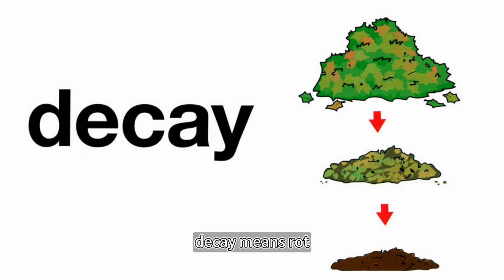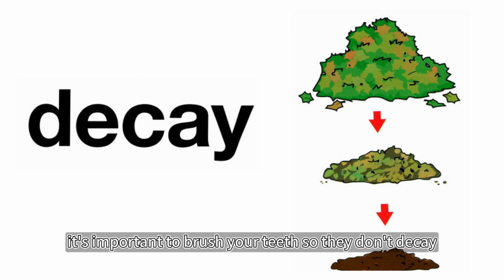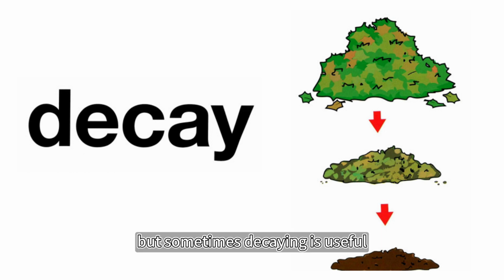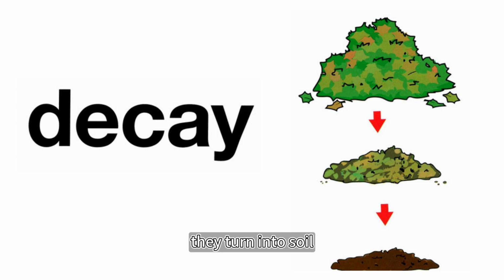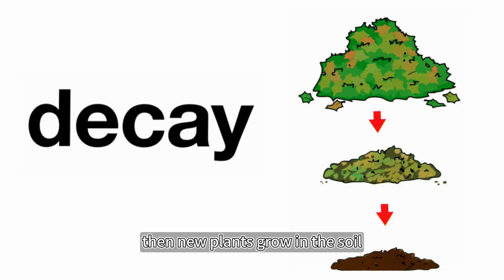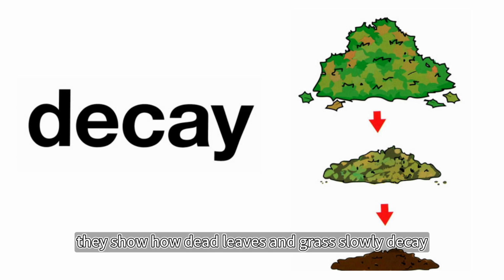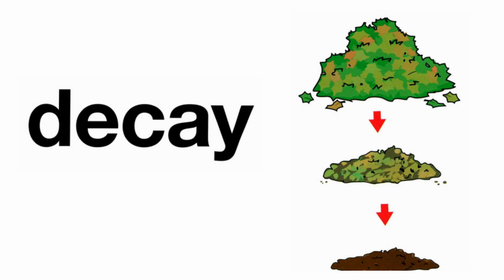Decay. Decay means rot. You know it's important to brush your teeth so they don't decay, but sometimes decaying is useful. When dead leaves and other plants decay, they turn into soil. Then new plants grow in the soil. Look at these pictures. They show how dead leaves and grass slowly decay and become soil.